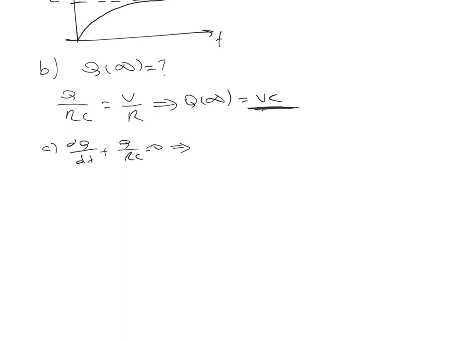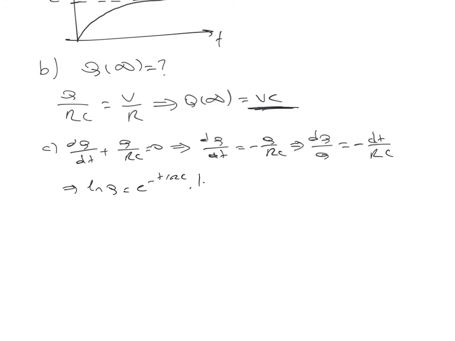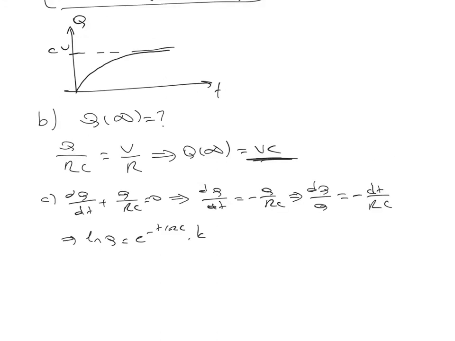And from here, dq over dt is equal to minus q over rc, and dq over q is equal to minus dt over rc. By integrating both sides, ln q is equal to e to the minus t over rc times k. In order to find out the value of constant k, we need to solve an initial value problem.